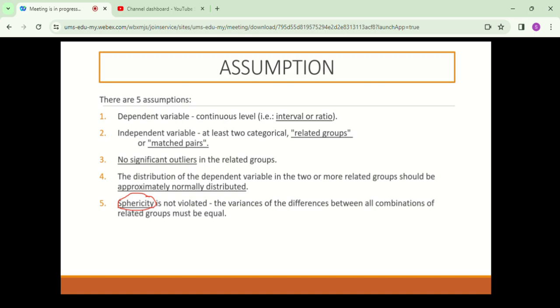Any question about that? Any question about the assumptions? Do you understand the concept of the assumptions?